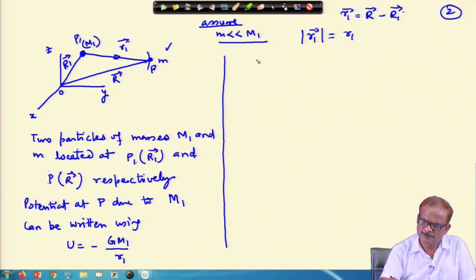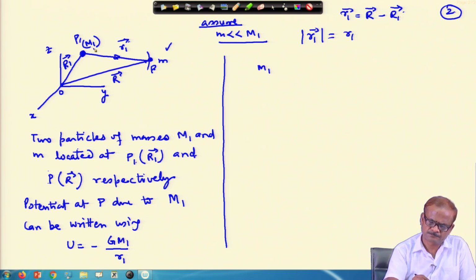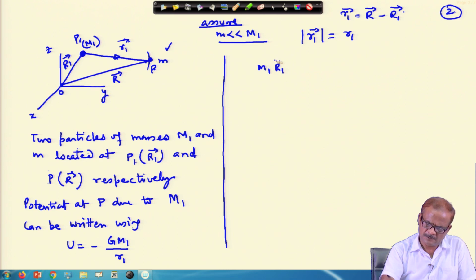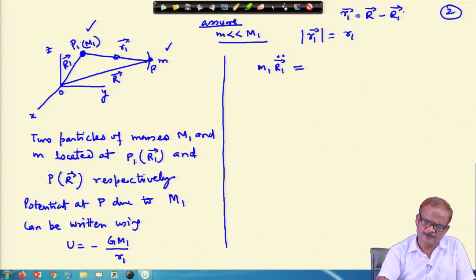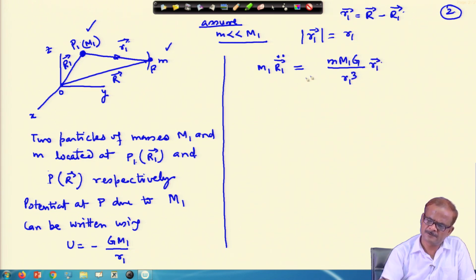the equation of motion in the inertial reference frame, we can write m 1 times r 1 double dot, this is the motion of particle P 1, so m 1 times r 1 double dot will be equal to m times m 1 g divided by r 1 cube times r 1, and the sign will be plus because the force is directed along the r 1 direction.